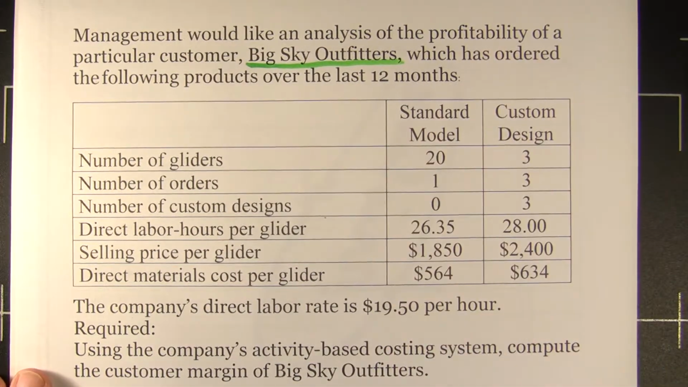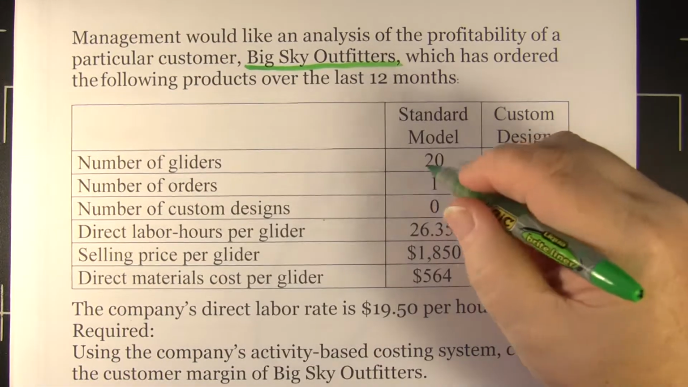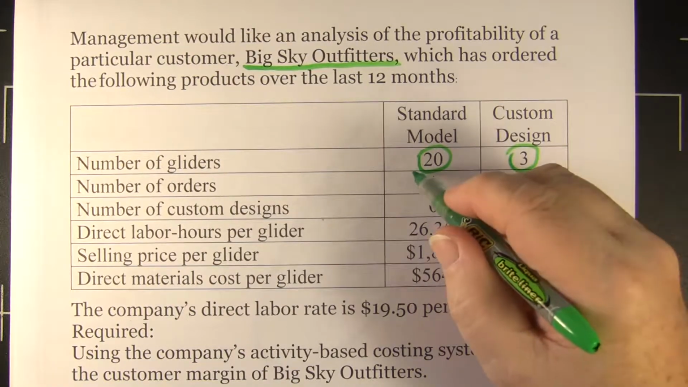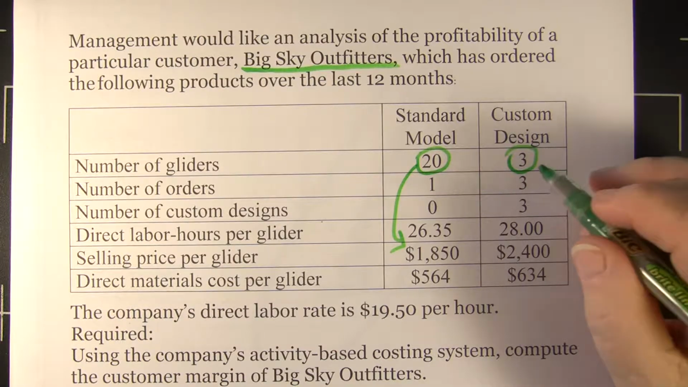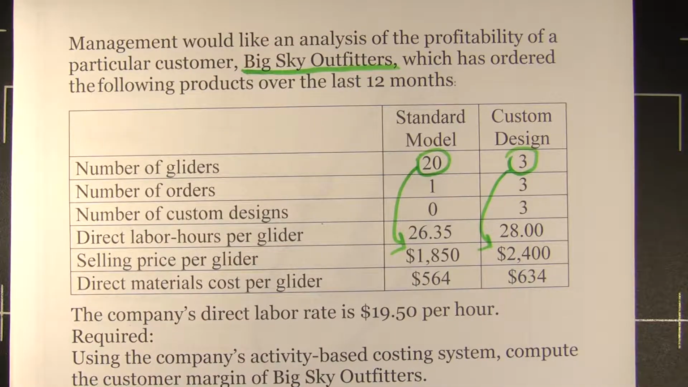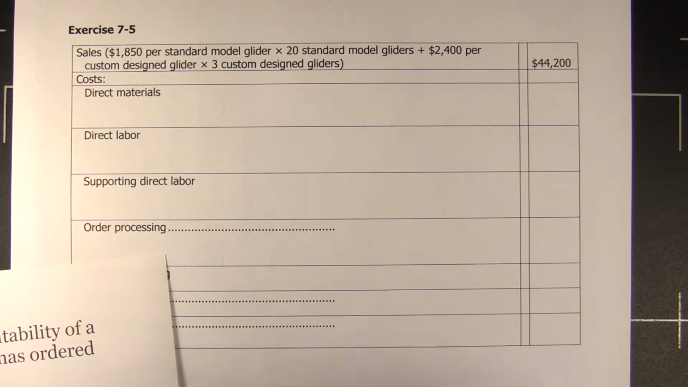So this is what the customer wants to order. Okay, he wants 20 standard models and 3 custom models. The 20 standard models we sell for $18.50 each, and the custom gliders we sell for $2,400 each. So I've already filled that piece in on the worksheet, so we know what the sales are. We have that piece there. Now let's go through and do the rest of it and see if it's worth our effort.